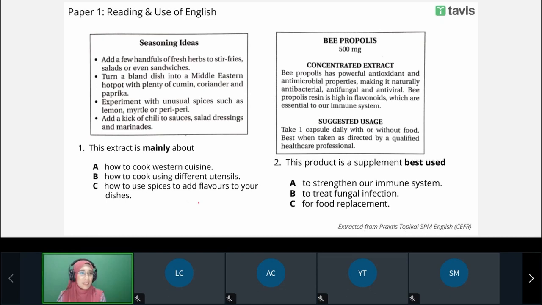Okay, anyway, so here we do have fresh herbs. Add a few handfuls of fresh herbs to stir fries, salads, and even sandwiches. What sort of herbs can you put in? If you fancy some roasted chicken, you can roast your chicken with tarragon, or with sage. These are some of the herbs. If you have not known about this, please Google.